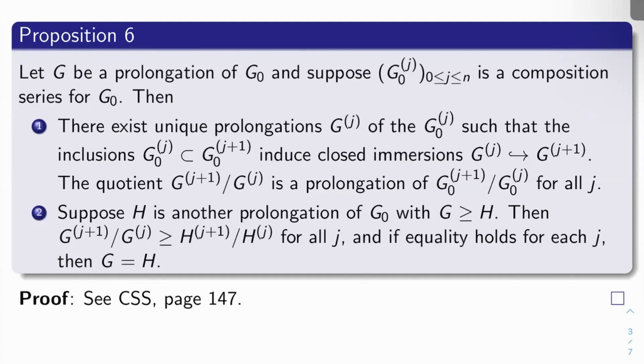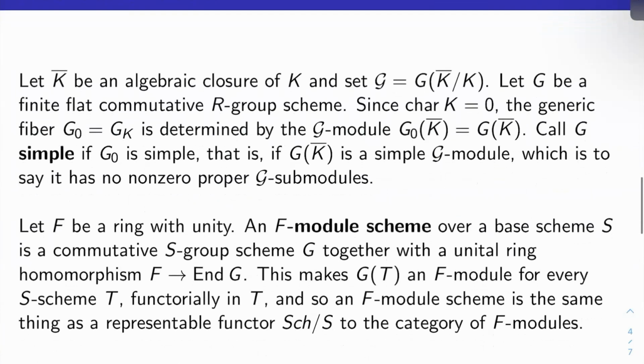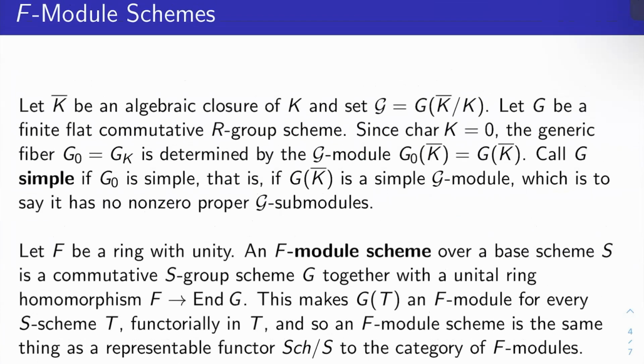Okay, the last thing I want to talk about today is F-module schemes and F-module Raynaud schemes. We'll let K bar be an algebraic closure of K, and we'll set cal G equal to the absolute Galois group of K. We'll let G be a finite flat commutative R group scheme for some R. Since we recall that the characteristic of K is assumed to be 0 throughout all this, the generic fiber G0, which is G base change to K, is just determined by the cal G module G0, the K bar points of G0 or the K bar points of G. Okay, this is generic algebraic geometry here.